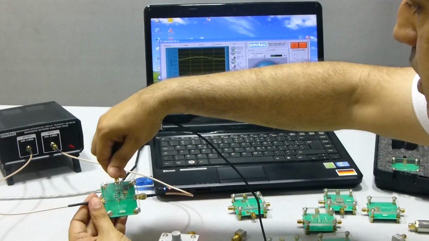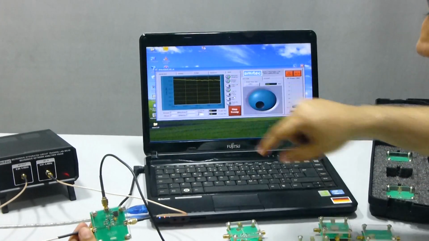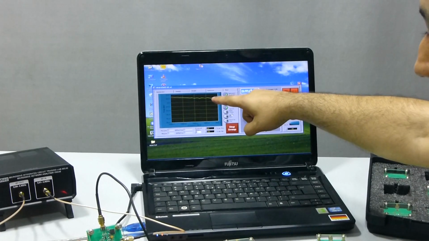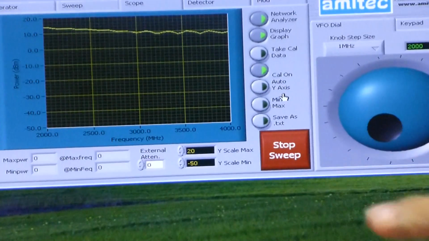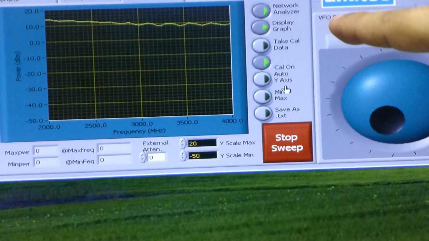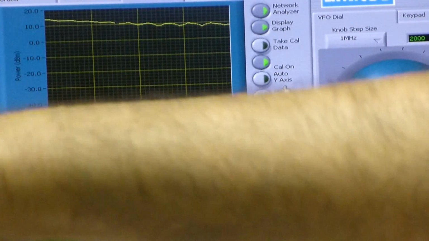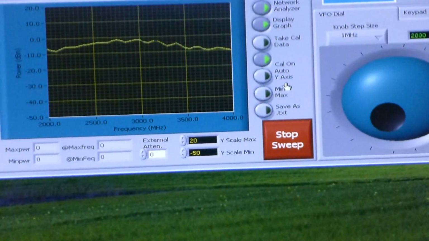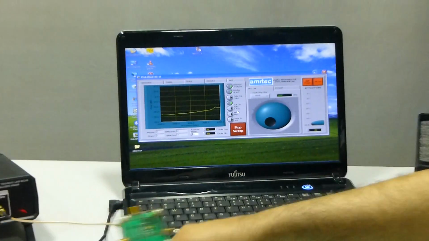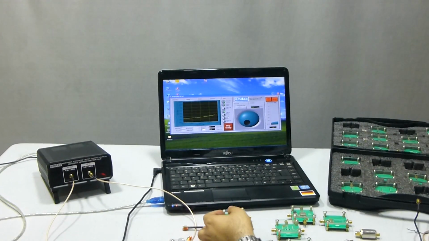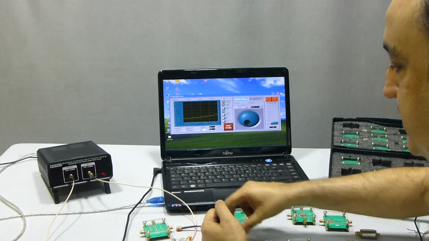So we can see the frequency response of the LNA. Now you can see that the LNA has a frequency response of roughly about 10 dB gain at 3 GHz, and the gain is about 14 dB at 2 GHz, and the gain is about 8 dB at 4 GHz. So this is the gain of S12 of the low noise amplifier. In the similar fashion, we can find out the characteristics of other devices.